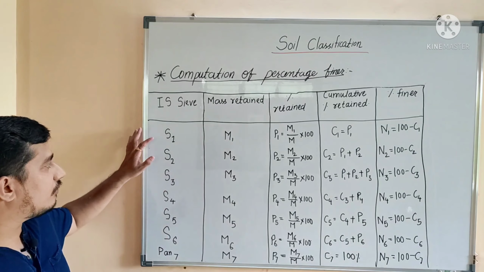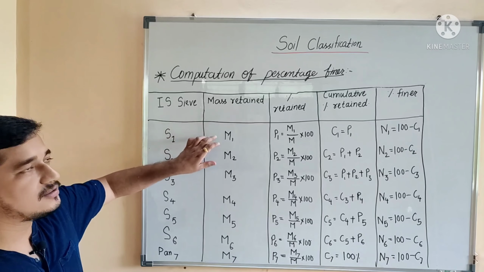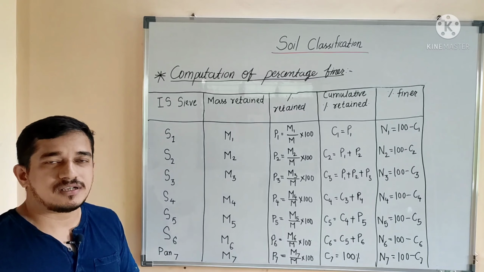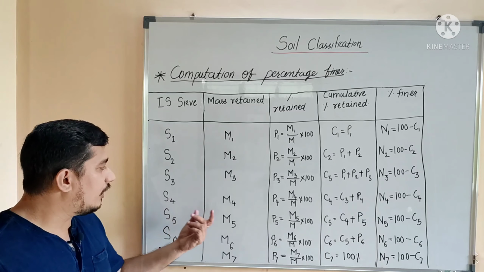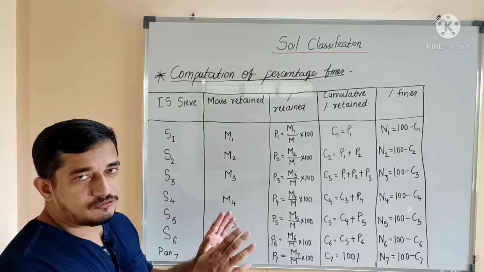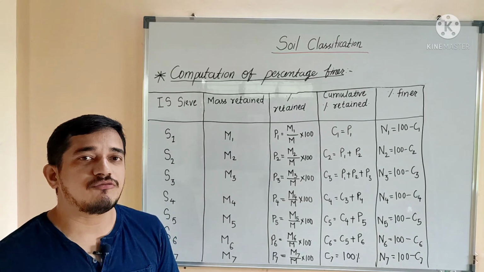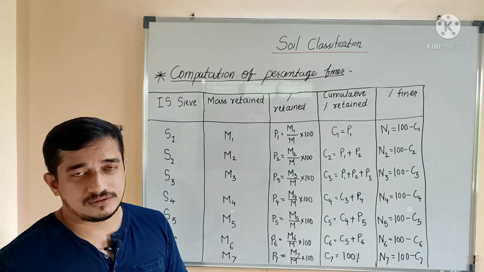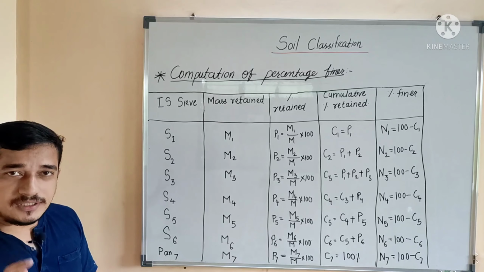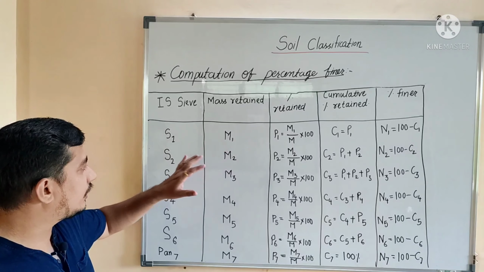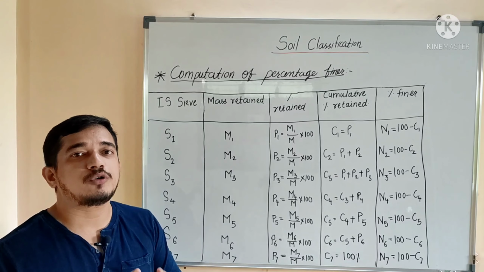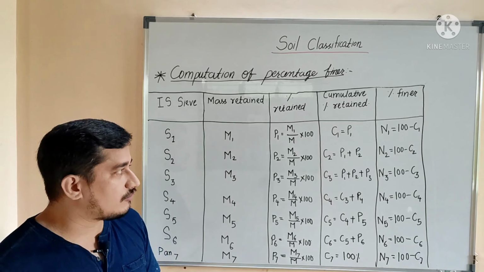So suppose on sieve S1 we have mass retained is M1. Okay, just like that for all other sieves we have certain mass retained. Suppose for S4, M4 mass is retained. The mass retained on each sieve will be expressed in a percentage with respect to the total mass that we have taken for performing this sieve analysis.